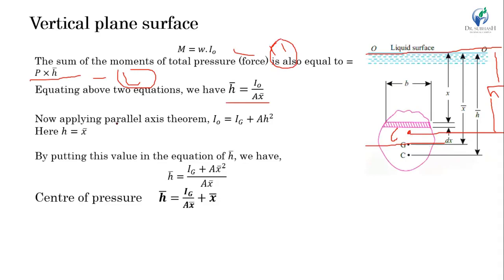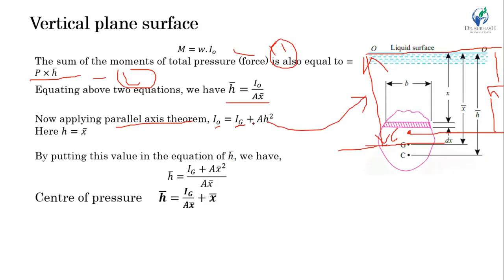So for that, we must apply the parallel axis theorem, which states that I0 equals Ig plus A h squared. I0 is the moment of inertia about any axis, which is equal to the moment of inertia about the axis passing through CG plus total area times the square of the distance between these two axes. Let's consider the distance between these two is h. This h is nothing but the distance between the two reference axes. The first reference axis is OO, the free surface of liquid, and the second reference axis is the axis passing through the CG.